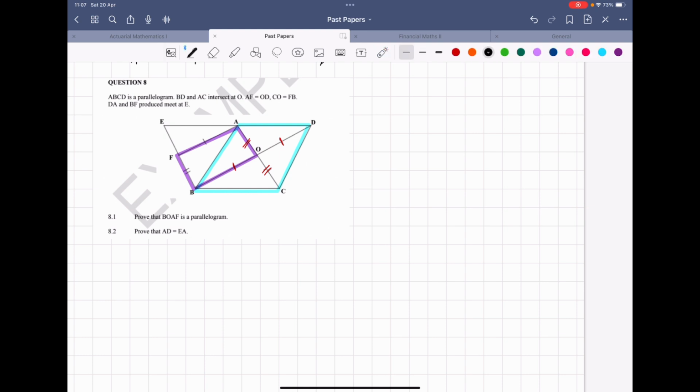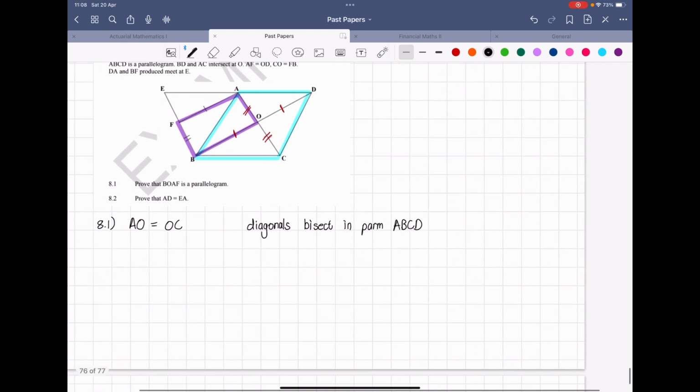Okay, so I'm going to start by talking about my diagonals bisecting each other. So I say that OA is equal to OC, and that's from diagonals bisect in parallelogram, and that parallelogram is ABCD. And then for the other diagonal, I'm going to say the same thing. So BO equals OD.